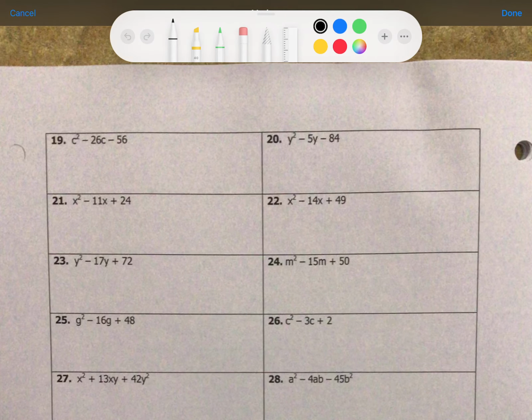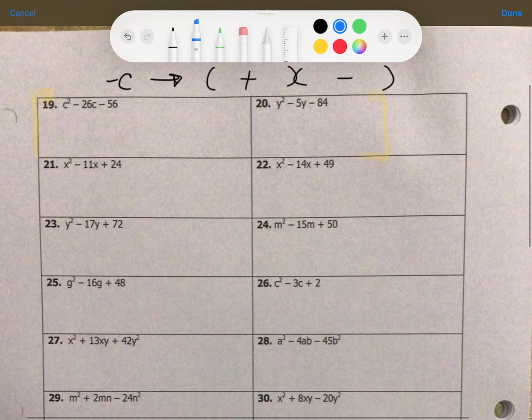These are more of the same. You've got negative C values here. So when my C value is negative, just remember that your answers are going to have one of each sign. Again, I don't care if plus or minus comes first. All right, now take a look at these next problems. I have a positive C value and a negative B value.